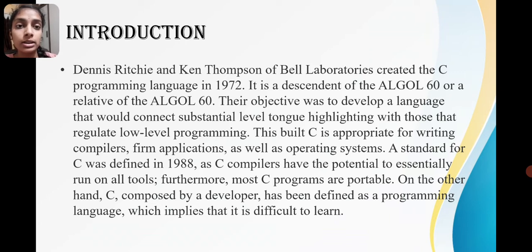A standard for C was defined in 1988, as C compilers have the potential to run on essentially all machines. Furthermore, most C programs are portable. On the other hand, C, composed by a developer, has been defined as a programming language, which implies that it is difficult to learn.